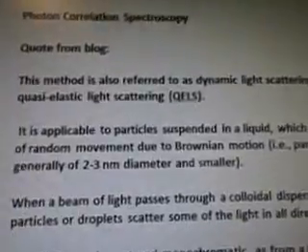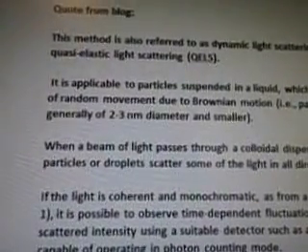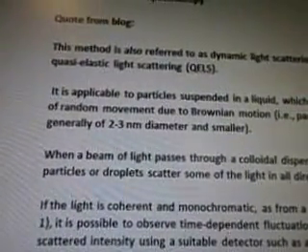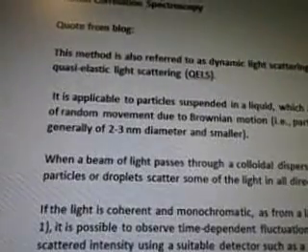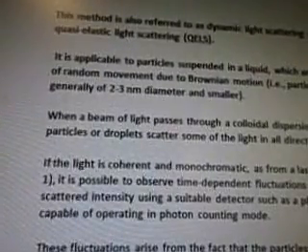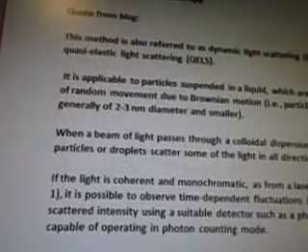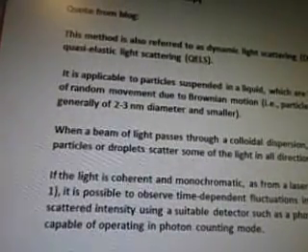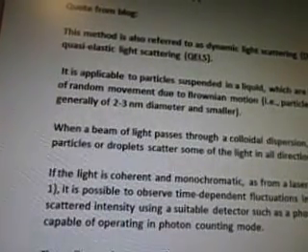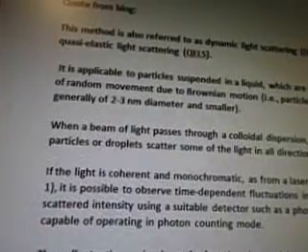Quote from blog: this method is also referred to as dynamic light scattering, DLS, and quasi-elastic light scattering, QELS. It is applicable to particles suspended in a liquid, which is what we want to do. We are in a state of random movement due to Brownian motion. Particles generally have 2 to 3 nm diameter and smaller.